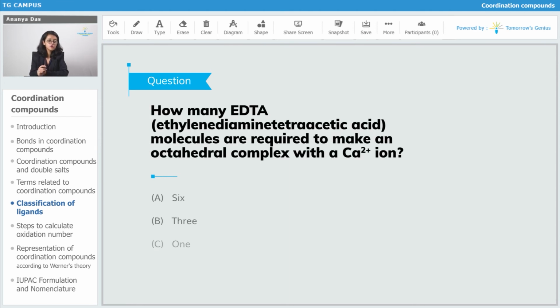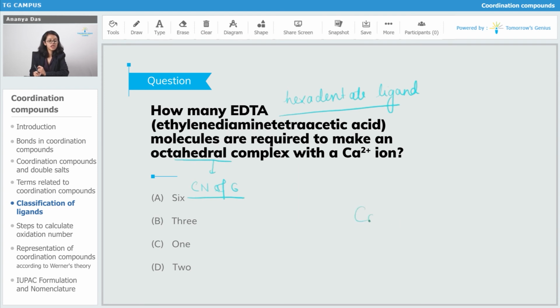The question asks how many EDTA, and it has given you the entire name, ethylenediamine tetraacetic acid, molecules are required to make an octahedral complex with a Ca2+ ion. So it's tetra, which means it's a hexadentate ligand. If it's a hexadentate ligand, it has 6 donor atoms. An octahedral complex requires a coordination number of 6. This means that in an octahedral complex, around the central metal atom there should be 6 donor atoms present.